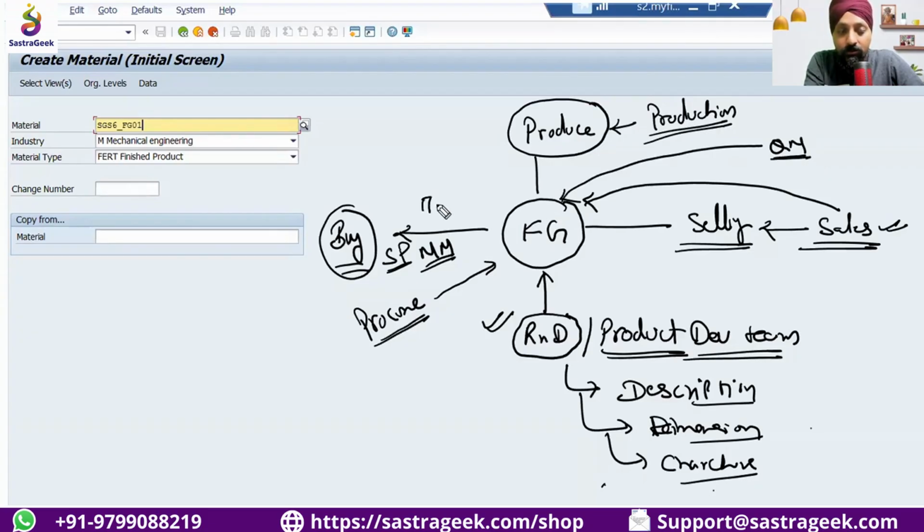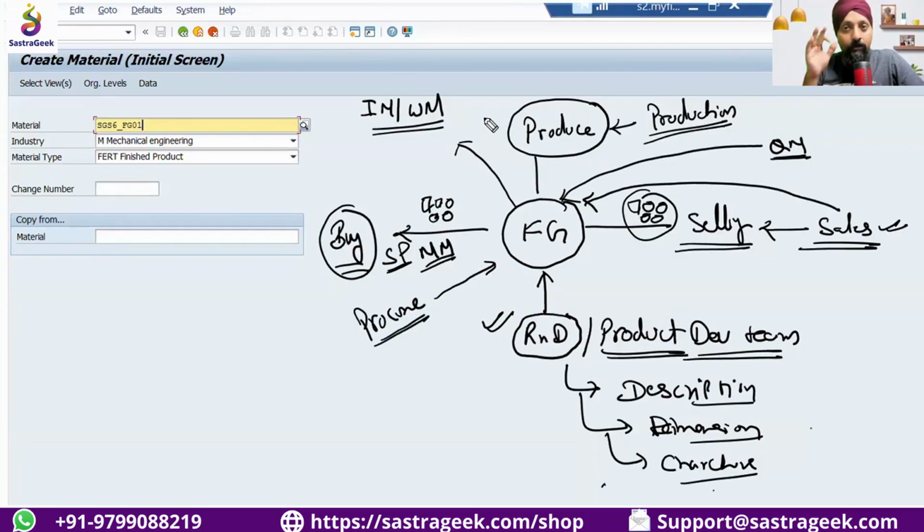Now you are also storing here when you buy, and you have distribution centers where you store the material. So your storing and warehousing team, your IM, inventory management, or your warehouse management team will also come into the picture. They would be having their own set of master data. So the number of departments involved in this process, they would be having their own master data.